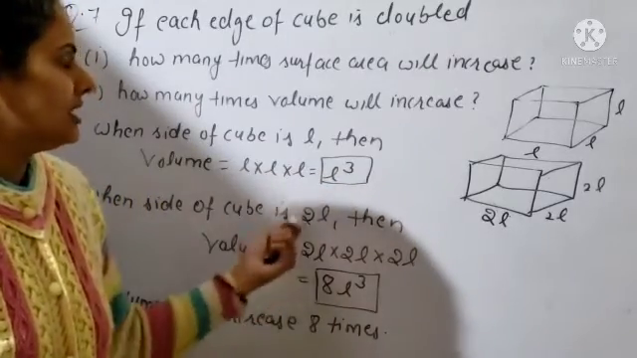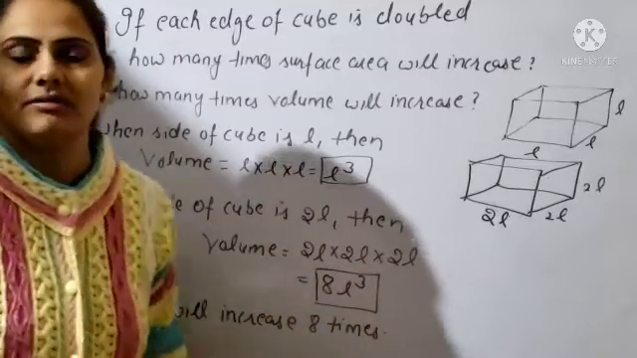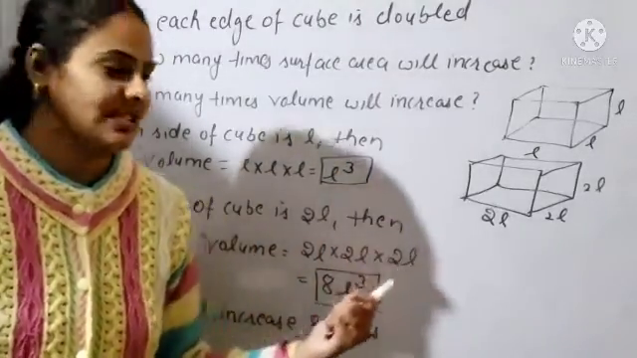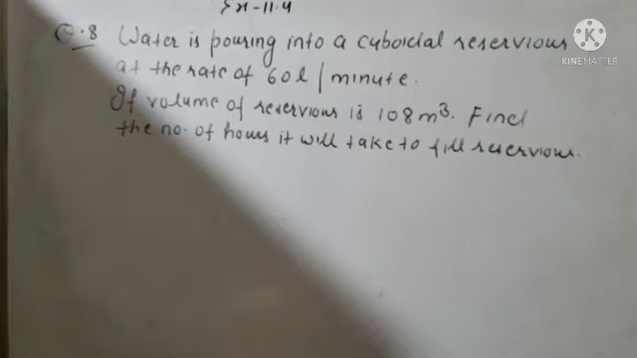Same in the volume. First, when the side was L, what will be the volume? When the side was 2L, what is the volume? And after that you can easily tell how many times the volume is increasing. So this was your question number 7. Is it clear? So volume is increasing 8 times and the surface area 4 times. Clear? Now we will start our next question.